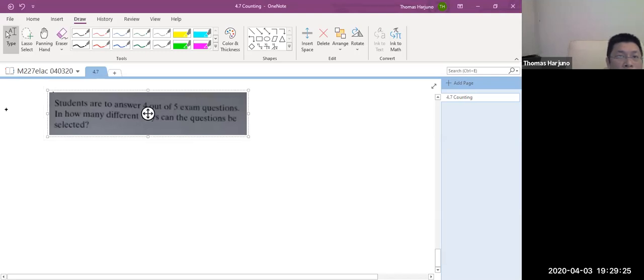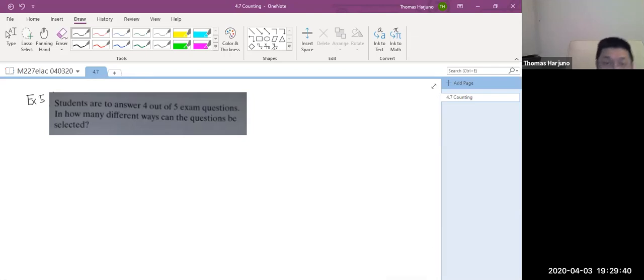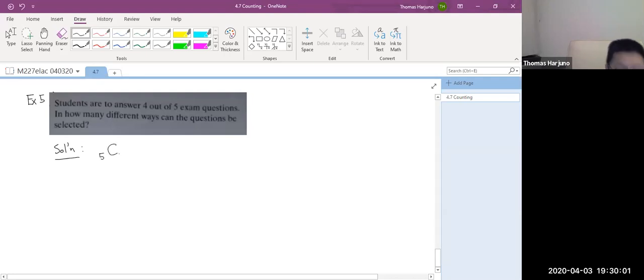Students are to answer 4 or 5 exam questions. In how many different ways can the questions be answered? According to our technique, our solutions later on. How many different sets of 4 questions can we solve if we are given 5 questions? That would be 5 choose how many?